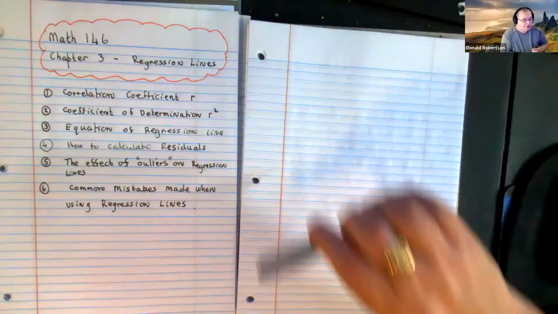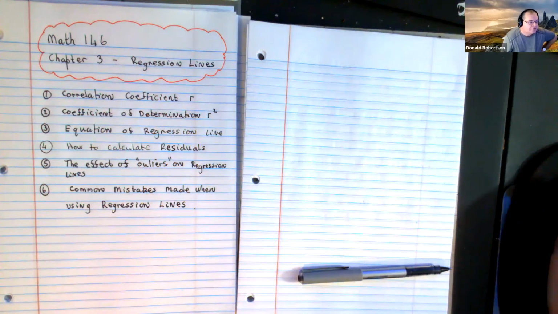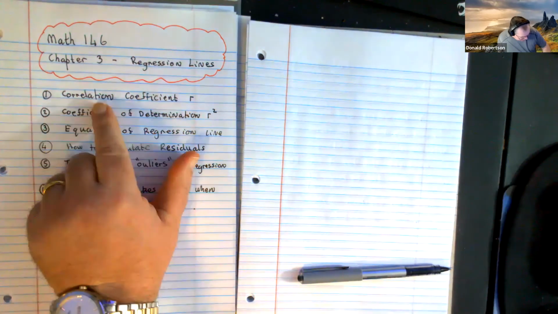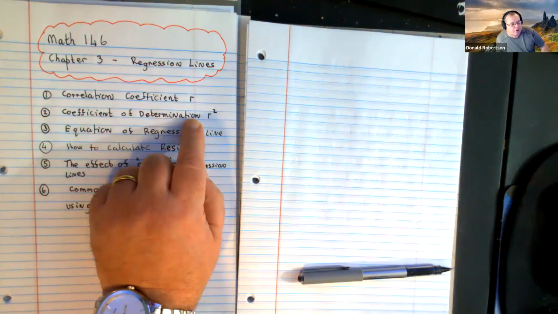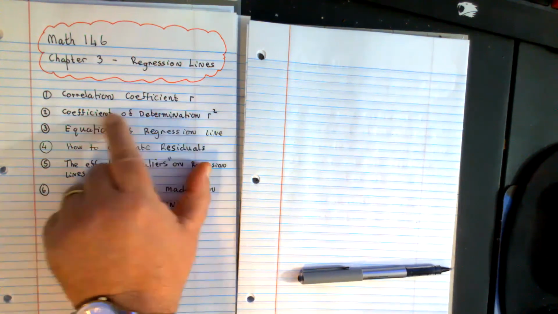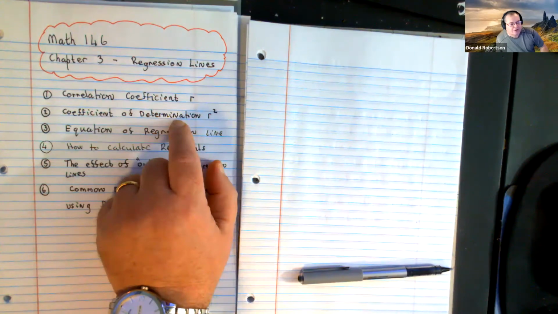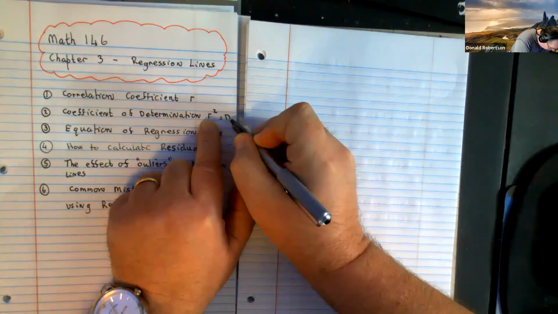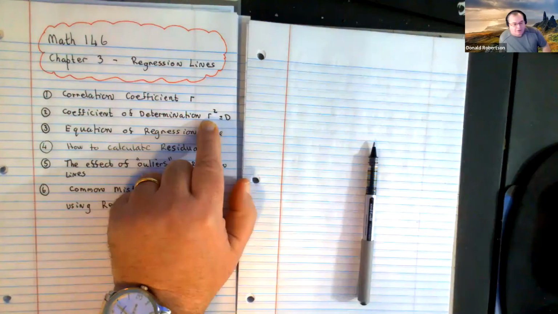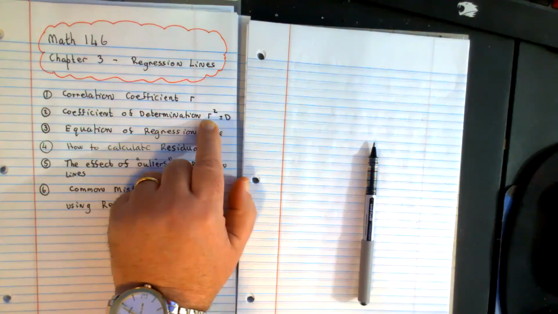It's on regression lines. I've got here a list of the things that we'll be covering in that section. We're going to be talking about a number called the correlation coefficient R. I'll be doing some notes on that. Very closely related to it, there's another number called the coefficient of determination. In most textbooks, it's called R squared, but you might see it called capital D. I prefer R squared myself. I think that's what this textbook calls it, so that's good.